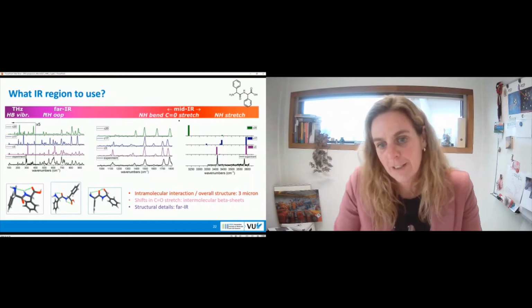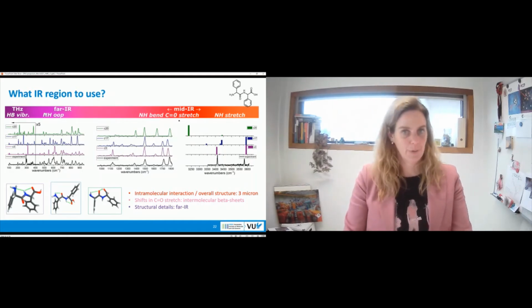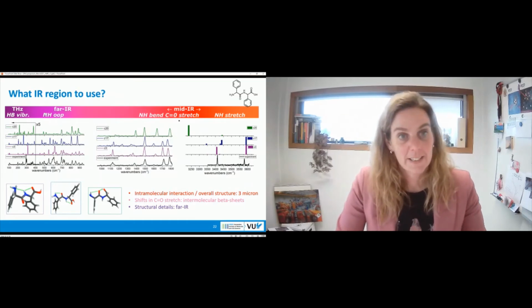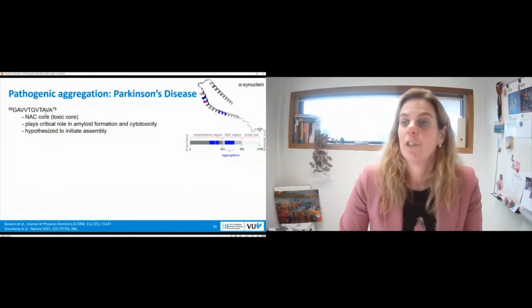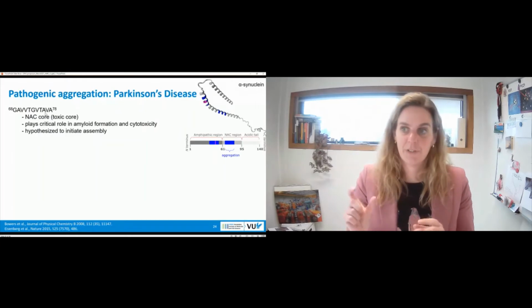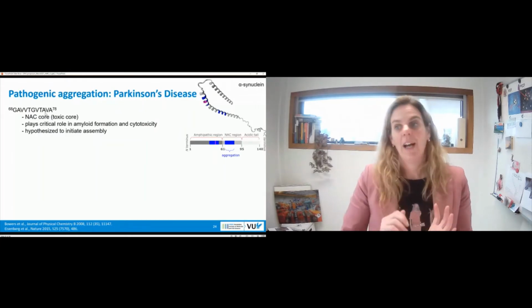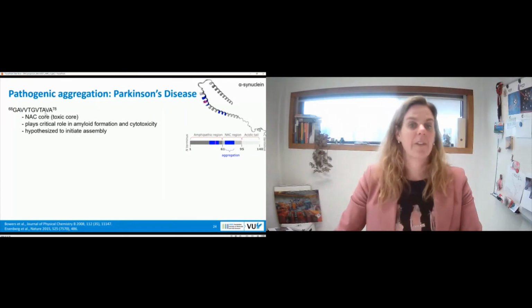So now I talked a lot about the methods. I would really like to show the first results that we obtained since I started here in October at the VU on Parkinson's disease. Here you see alpha-synuclein. We focused on the segment of alpha-synuclein, highlighted in blue, that is actually known to trigger the aggregation.